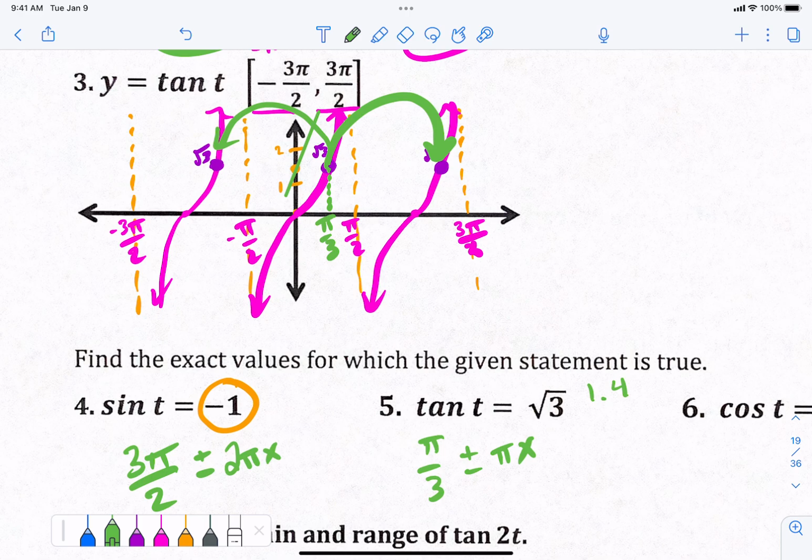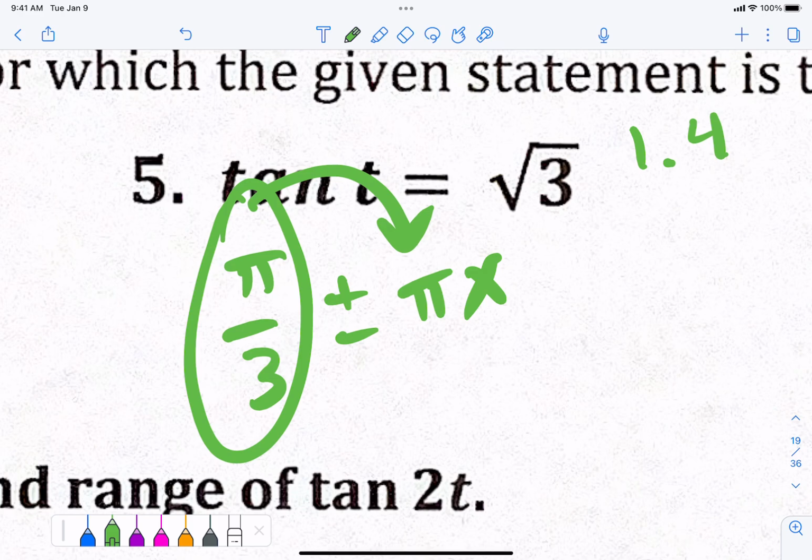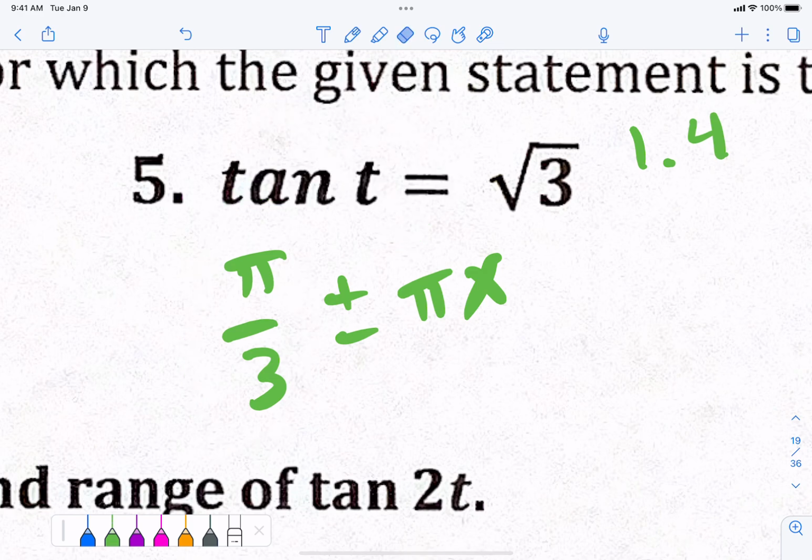But also at 4 pi over 3. Right, pi over 3 plus another pi would cover my 4 pi over 3. True? Yeah.